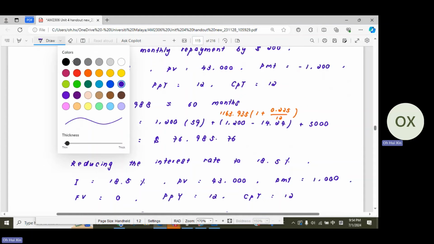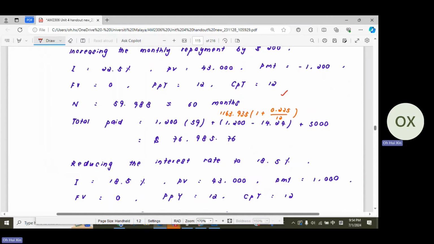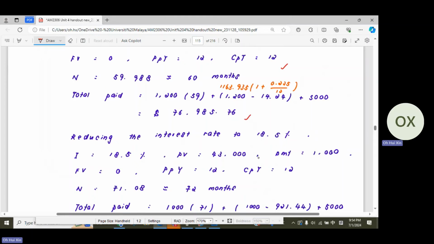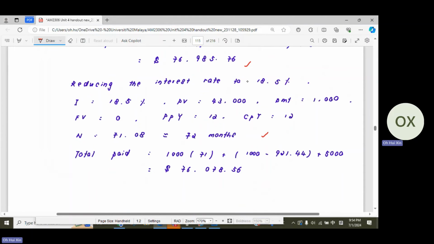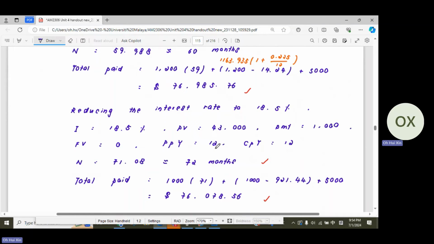So which means the first mark will be given for being able to find out the 60 months, then the total pay. So 72 months and also the total pay. Okay, and for the last mark, it will be based on the part where you justify the answer on which one that you have chosen.